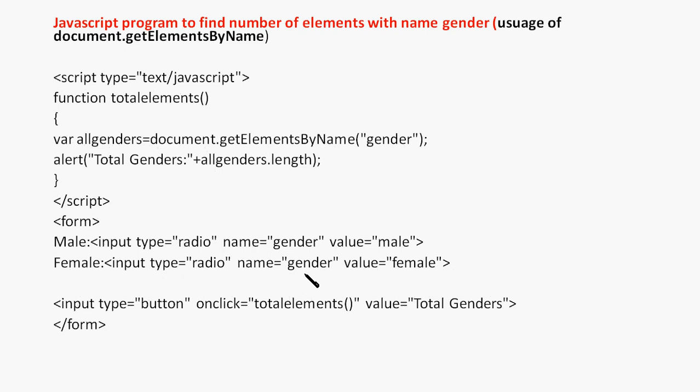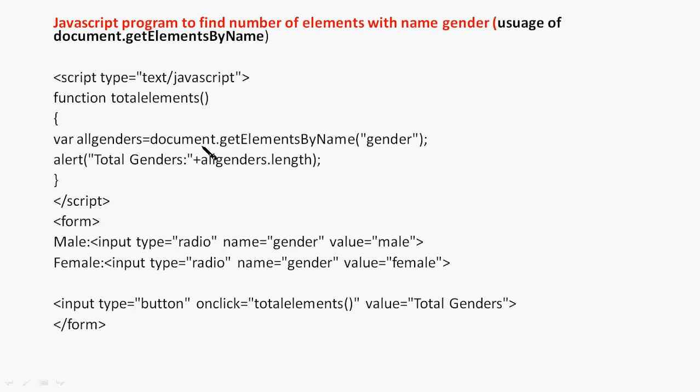Another example shows the usage of getElementsByName. Here the HTML element is accessed by using the getElementsByName method. Here there are two radio buttons, male and female. The radio buttons' name is gender, and here there is a button. On clicking the button, the total elements function will be executed. This function is written in JavaScript, and on the button you can see Total genders. On clicking the button, this will be executed.